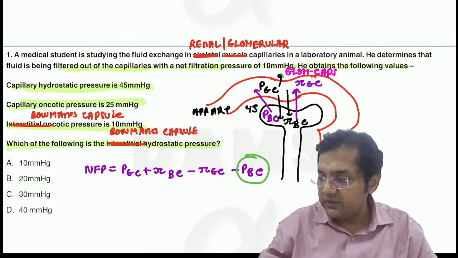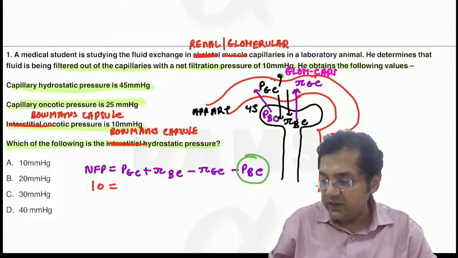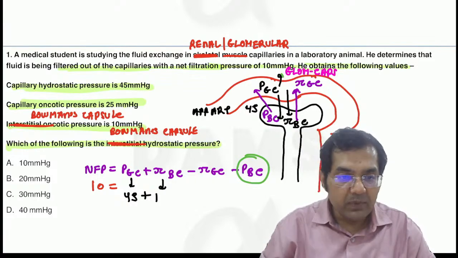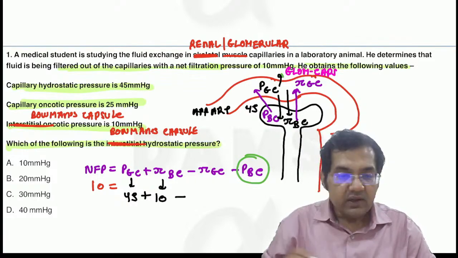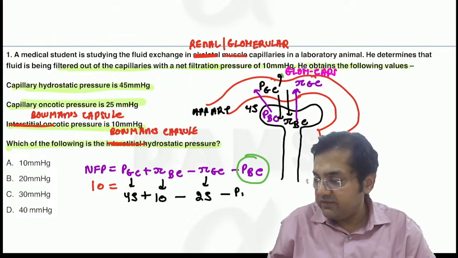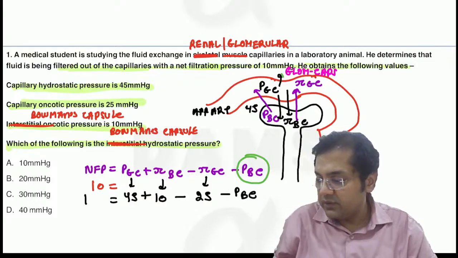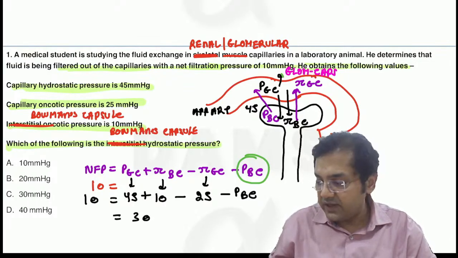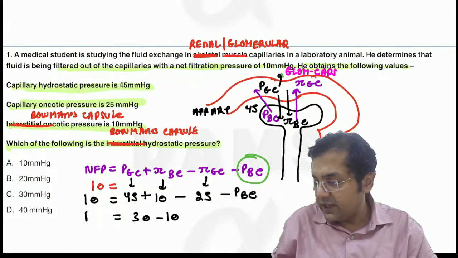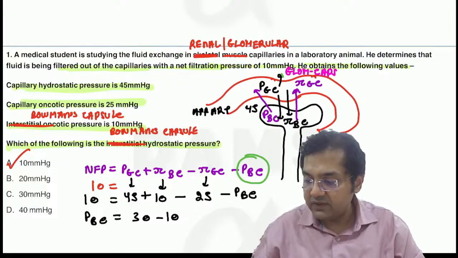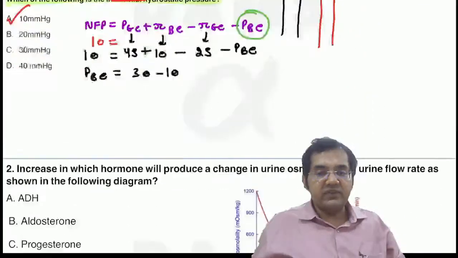This is given as 10. This is given as 45. Oncotic in the Bowman's is given as 10, and oncotic in the glomerular capillaries is given as 25. This I need to find out. So if you do this simple one for me now, 55 minus 25, this is 30. 30 minus 10 would be hydrostatic in Bowman's capsule. So the answer is 10, right? Let's move to the second question now.